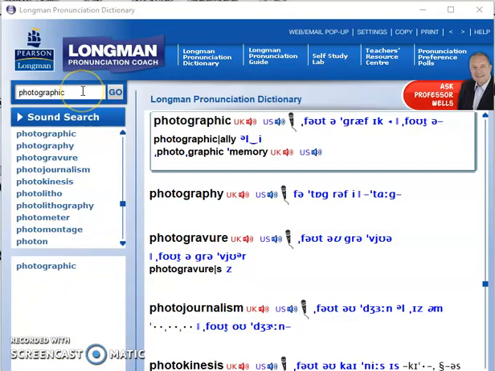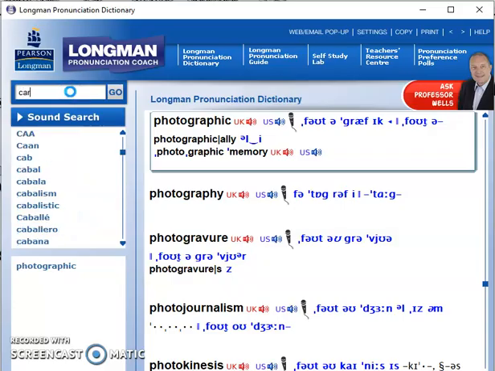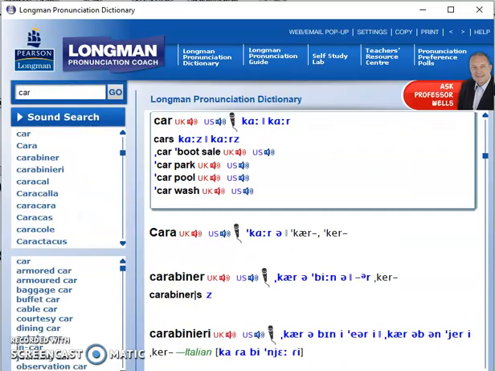Okay, so these are like the most important aspects. Let's see something else that I wanted to show you. If we look up the word car, you see again two different pronunciations. Car, that belongs to RP or British English, and car, that belongs to General American.